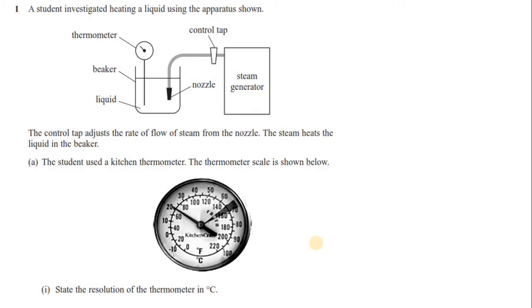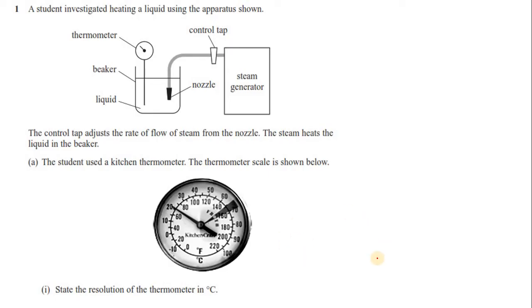Question number 1. A student investigated heating a liquid using the apparatus shown. So this is the apparatus given. The control tap adjusts the rate of flow of steam from the nozzle. The steam heats the liquid in the beaker. The student used a kitchen thermometer. The thermometer scale is shown below. State the resolution of the thermometer in degrees Celsius.